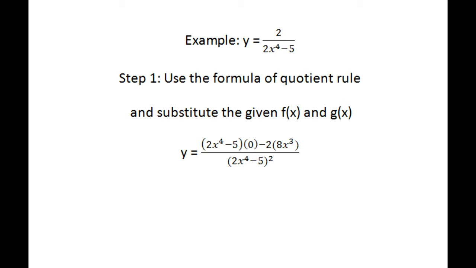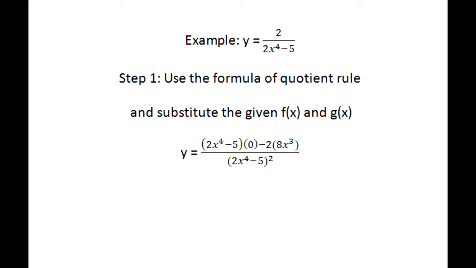Derivative nun is 8x squared. Bakit? Minultiply natin yung exponent dun sa 2, which is 8. Tapos, formula niya is n minus 1. So, 4 minus 1 is 3. Kaya naging 8x cubed. So, yung may sagot na tayong 2x raised to 4 minus 5 multiplied by 0 minus 2 multiplied by 8x cubed over 2x raised to 4 minus 5 squared.